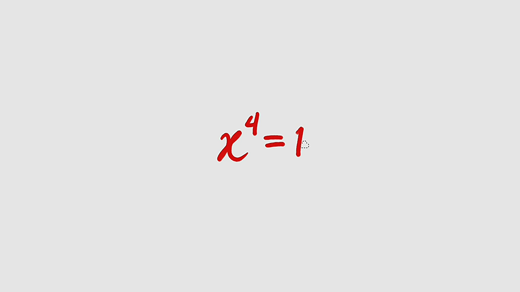In this tutorial, we are going to find a solution to this interesting equation, which is x to the power 4 equal to 1. Because the equation is of degree 4, we expect 4 solutions. So let's start with method number 1.